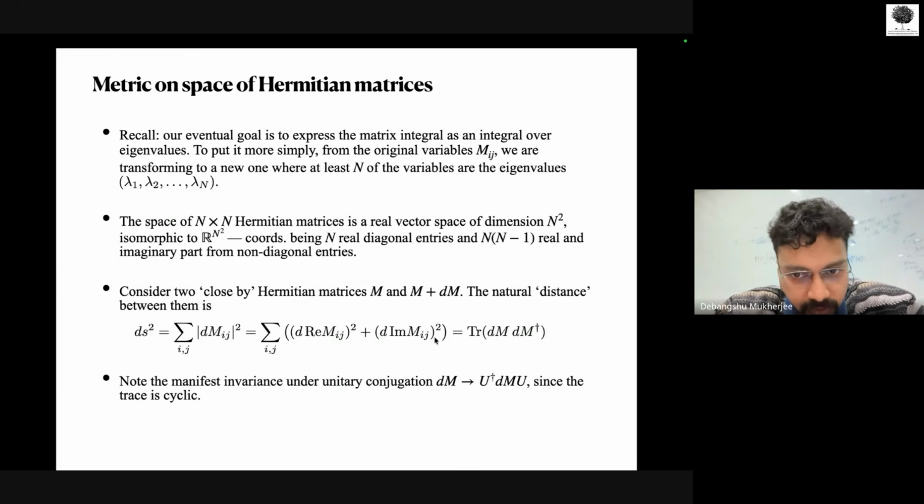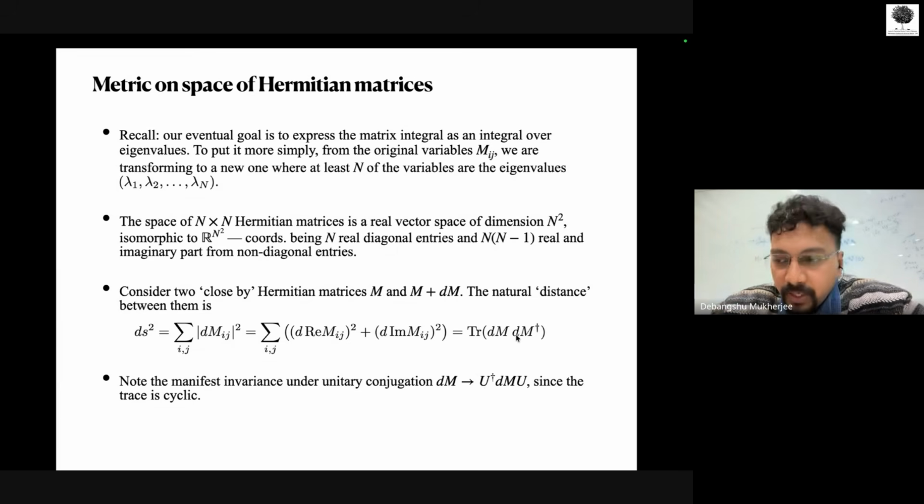Also, as it happens, you can always write it in a trace form. Now, this immediately is suggestive of something. Because you can write it in a trace form, it is manifestly invariant under unitary conjugation. So you do a transformation like this, and effectively this object is going to be invariant.